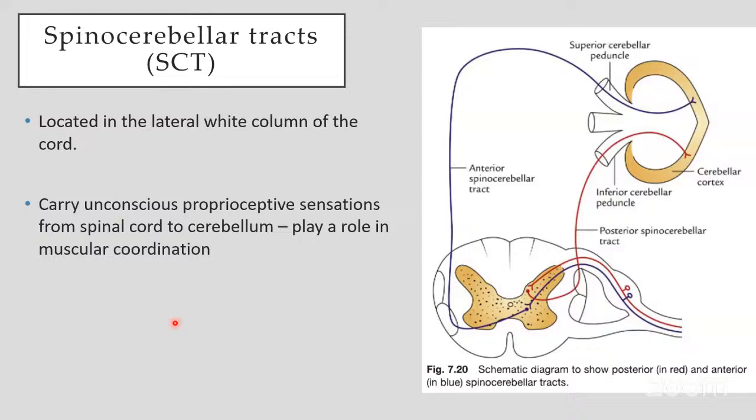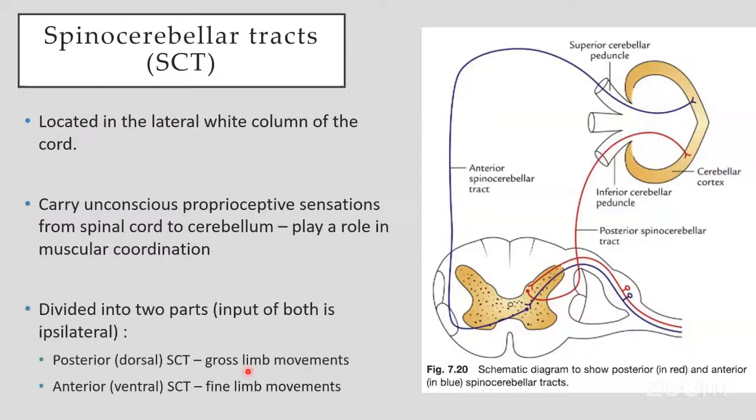They carry mainly unconscious proprioceptive sensations from the spinal cord to the cerebellum and play a role in muscular coordination. The posterior spinocerebellar tract plays a role in gross limb movements, while the anterior spinocerebellar tract plays a role in fine limb movements.